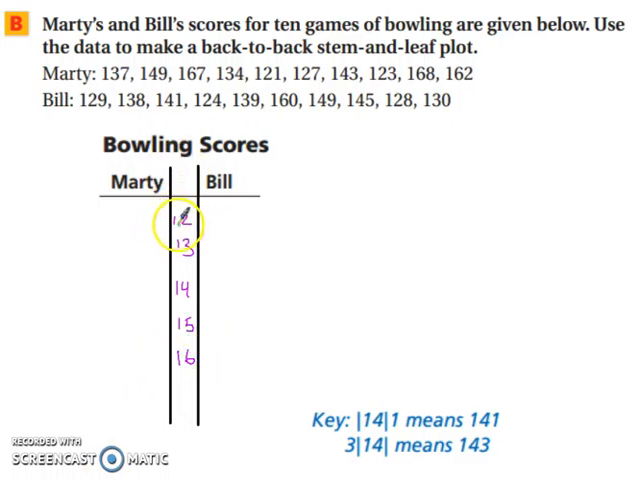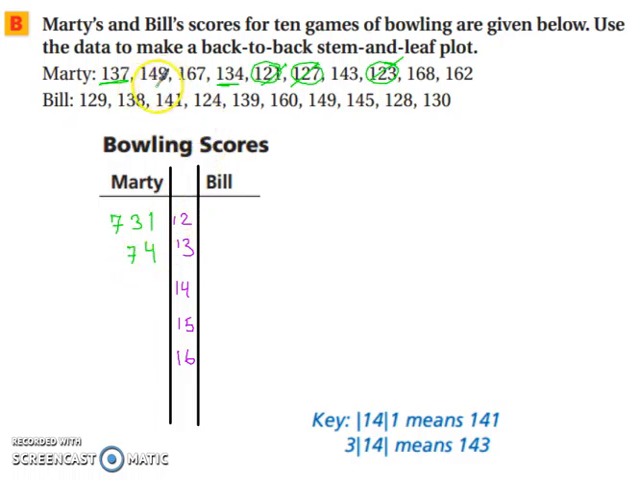So let's start with Marty. We've got to look for the ones that are 120 something. So we've got 121 here, 127, 123. So we put them in order. So we've got 1, and then 3, and then 7. Now if we look for the ones that are in the 130s, we've got 137, 134, and that looks like it. So we've got a 4 and a 7.